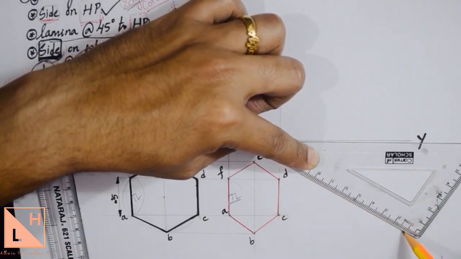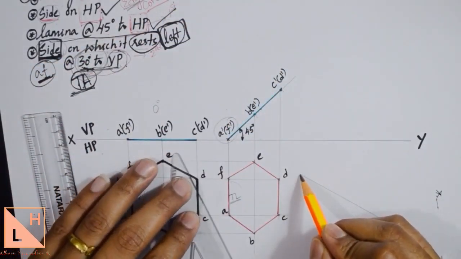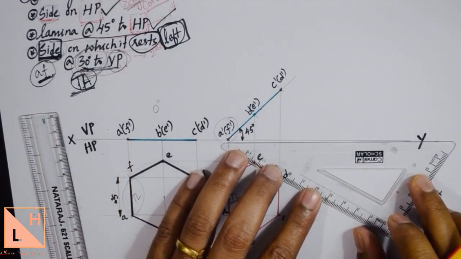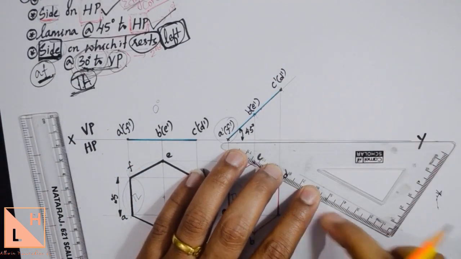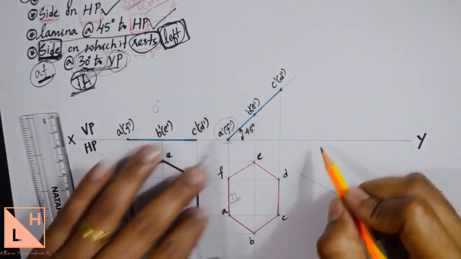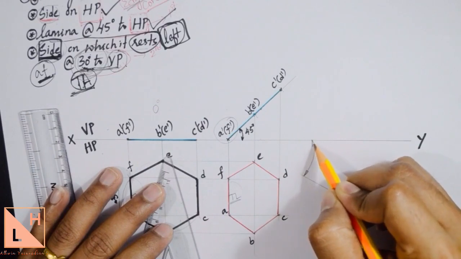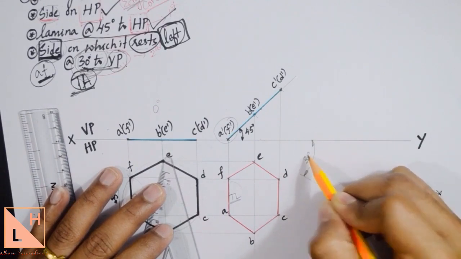As I mentioned in the previous problem also, it does not require that the line should touch the XY line. It's okay if you just hold the set square parallel to the XY line and draw a line here, it will automatically be 30 degrees to the XY line. So do not forget to mention the angle. So it is 30 degrees, what we have been given here.